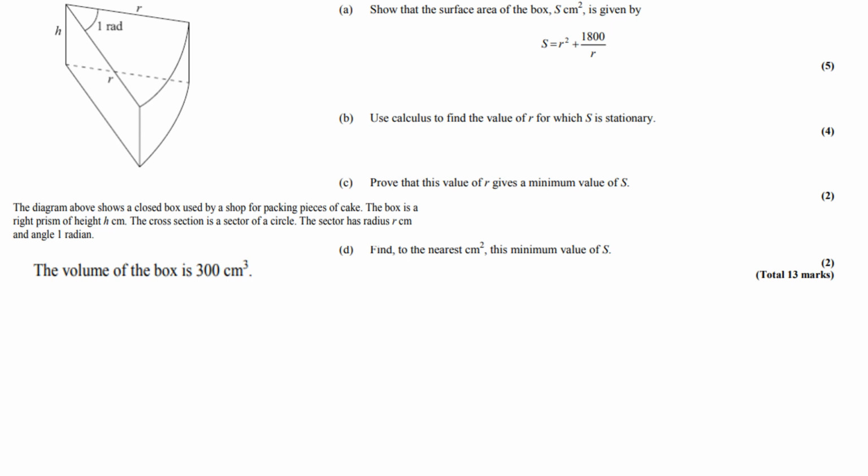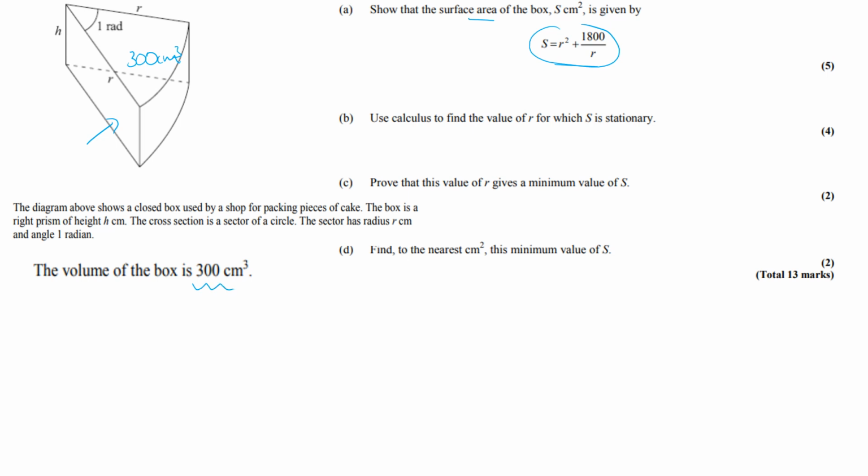So we've got the volume of the box, which is this thing here, is 300 centimeters cubed. Now we've got to show that the surface area is this expression here. Whenever you're doing a show that question, we're going to end up with this answer, and we've got to use the information along the way to get there.